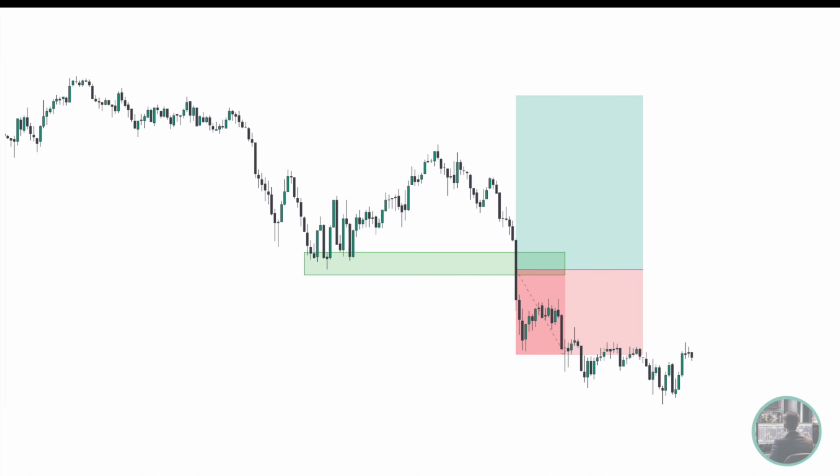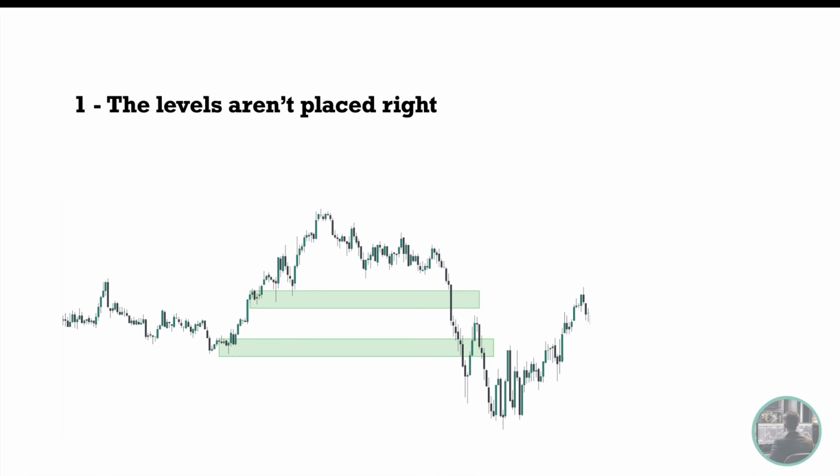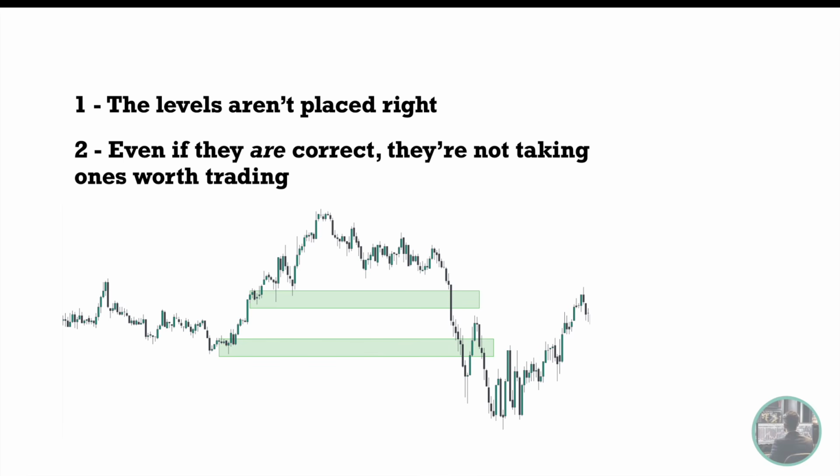And this comes down to two reasons. One, the levels themselves aren't placed right, so you have inaccurate entry levels and target levels. And two, even if the levels are correct, they're not filtering the ones actually worth trading. So in this video, I'll show you exactly how to find real supply and demand levels, and how to select the right ones to trade with laser accuracy.